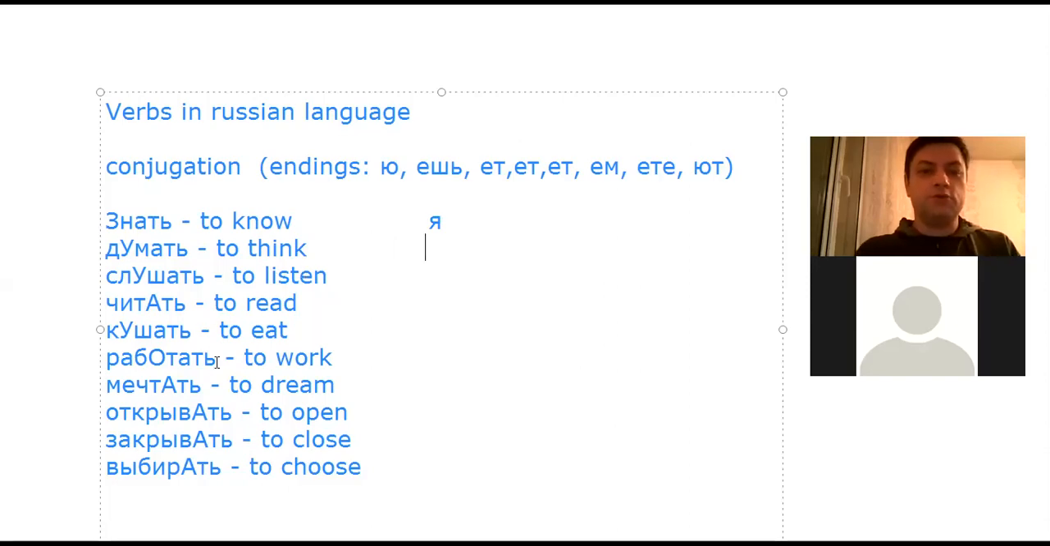First, let's conjugate the word мечтать. Please conjugate the word мечтать for all the pronouns, and then I'll give you the right answer. Here, your task is easy because the formula is the same as for previous verbs.